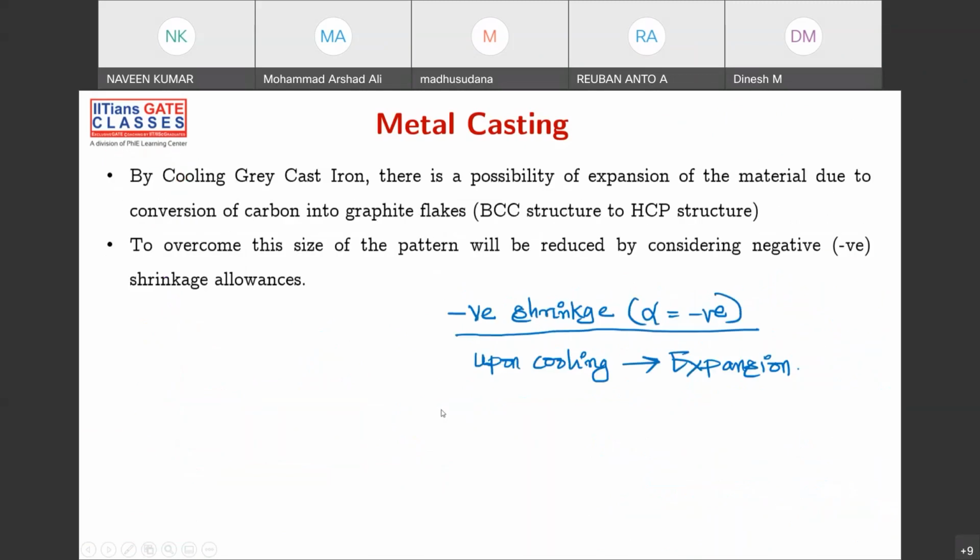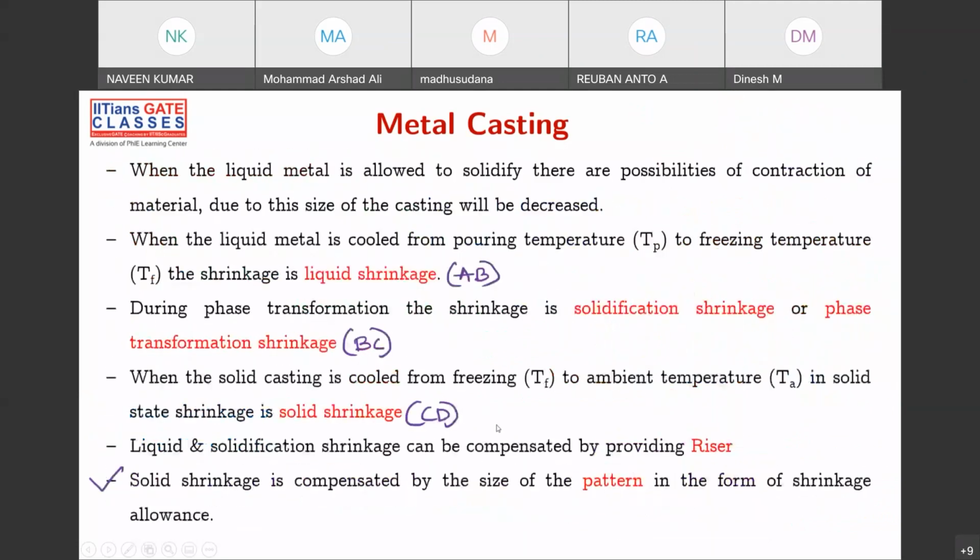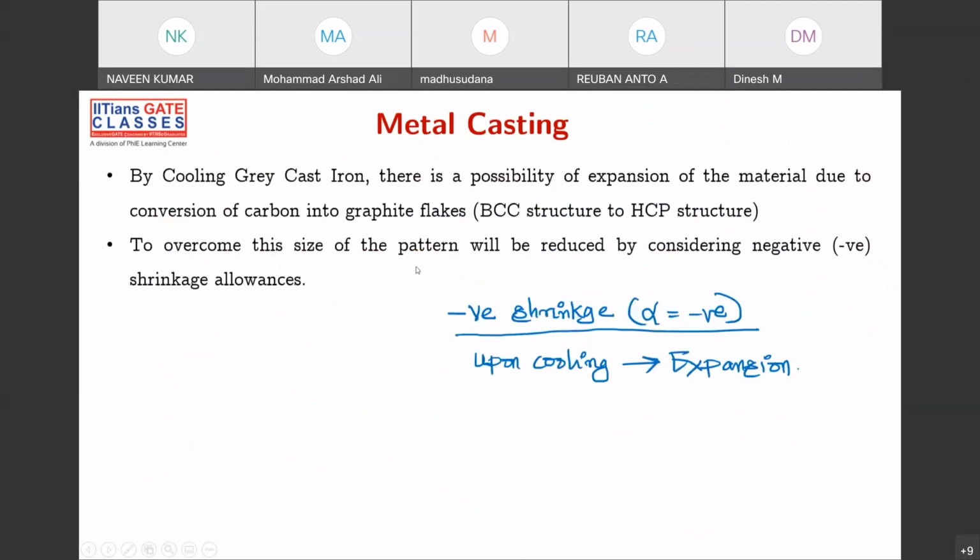Okay, next. There are some cases where the reverse is happening. Here I told you there's a negative expansion, in the sense that upon cooling it will expand. Generally, upon cooling it will contract and upon heating it will expand. But here it is reverse. What is happening? This item is called gray cast iron, which is very important.